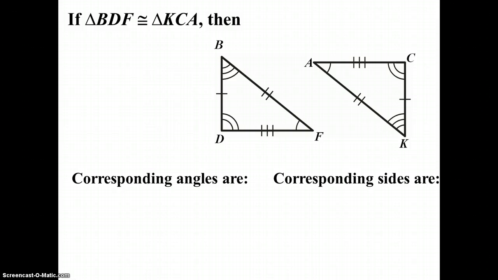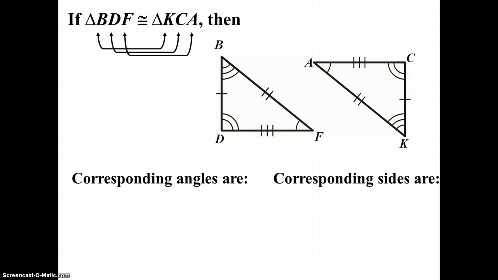All right, let's see how they mapped up. Now it's already labeled for us, so that's pretty easy. But guess what? If we have a congruency statement, which is what we have, triangle BDF and triangle KCA, it's actually telling us the order that things match up. So angle B and angle K are congruent. Angle D and angle C are congruent, and angle F and angle A are congruent.